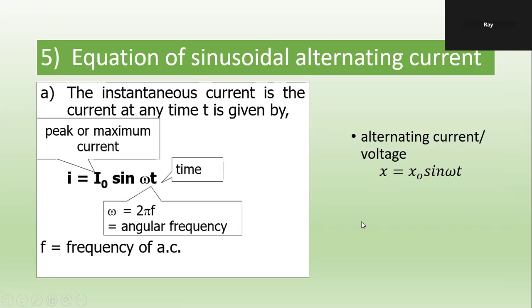I naught is the maximum or peak current. t is the time. Omega is the angular frequency, same as simple harmonic motion, right? 2 pi f, or circular motion. The name may be different, that's why I call it angular frequency or angular velocity. It's the same thing.